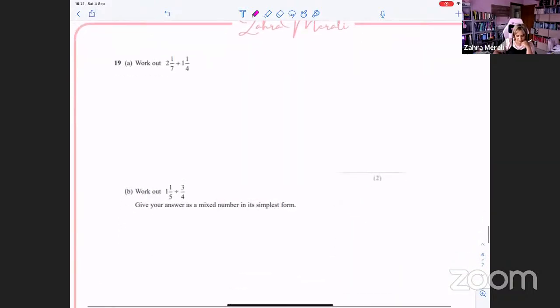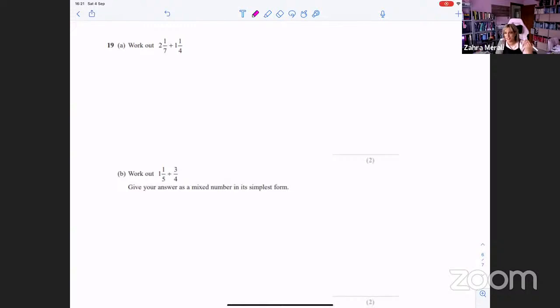Okay. So again, this is question 19, so we're getting towards the end of the paper here. We've got 2 1/7 plus 1 1/4. They're a mixture, you've got mixed numbers, essentially. So you've got an option. You can either convert it all into a top-heavy number or treat the whole numbers and the fractions separately. Let's do that to start with. We're going to do 2 plus 1, which gives us 3, the whole numbers. And then we're going to do 1/7 plus 1/4.